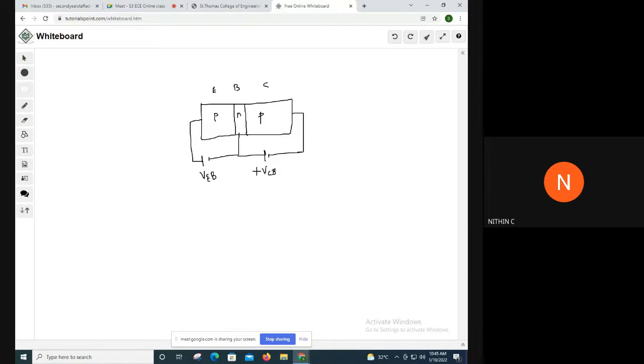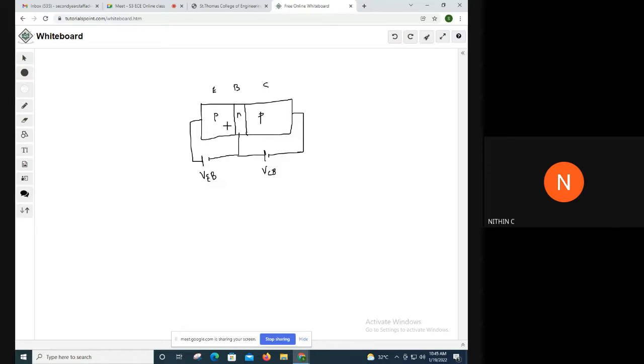Yes, this is the active mode of operation because the emitter base junction is forward biased, since the positive terminal is connected to the P type, and the collector base junction is reverse biased because the P type is connected to the negative terminal. If VEB is forward biased and VCB is reverse biased, the mode of operation of the transistor will be active mode. And at last, we discussed the current components.